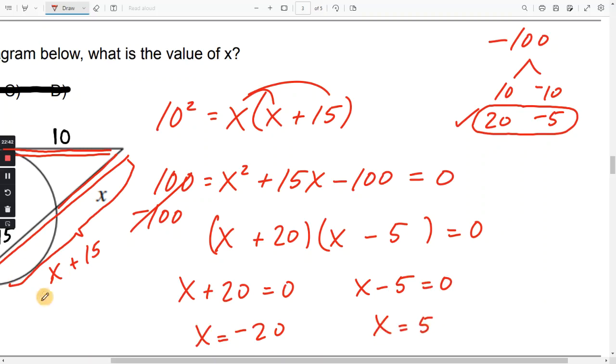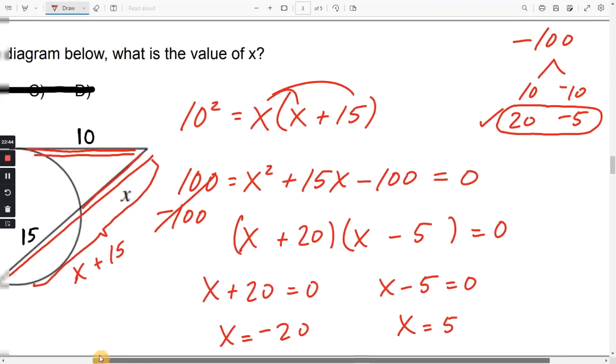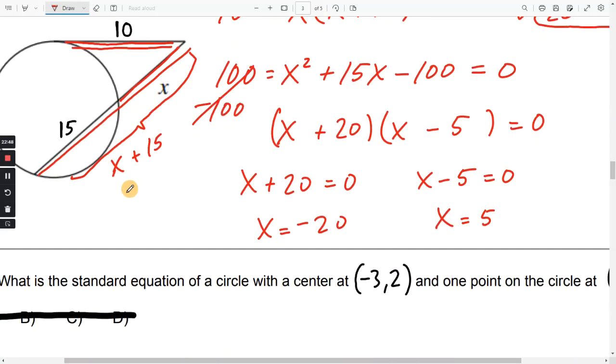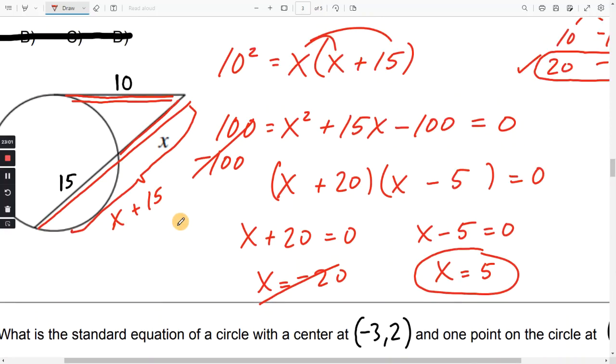Now, if you look at the diagram, x is a length. It's the length of that segment. So we can't use the negative 20 because a length cannot be negative. So the only answer is x equals 5. Alright, the one on the exam, I will probably give you one that you factor, so you don't have to use quadratic formula.